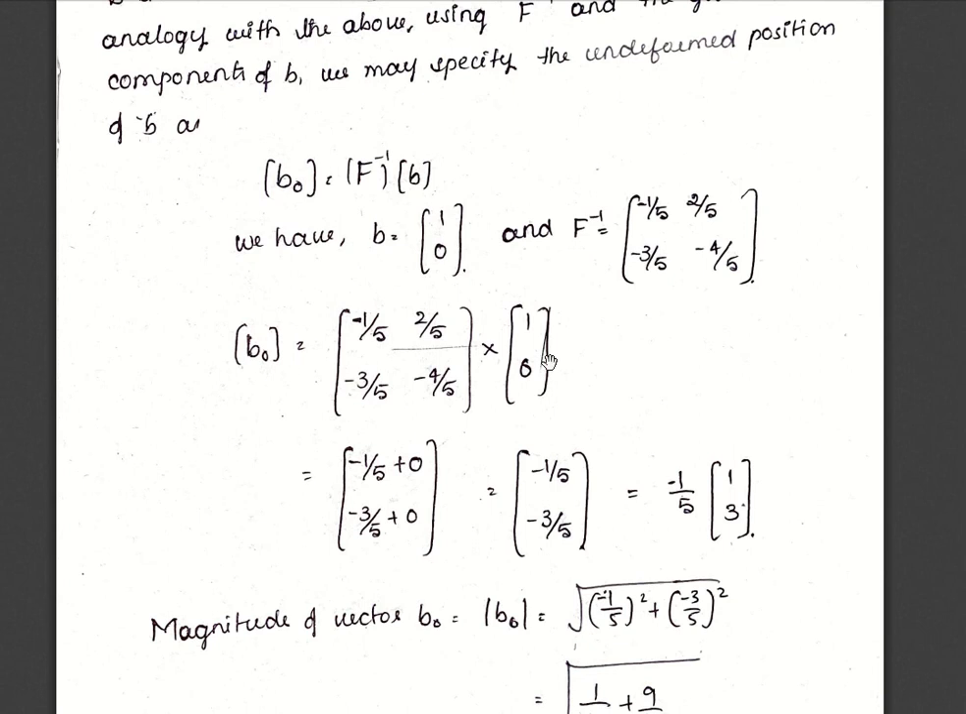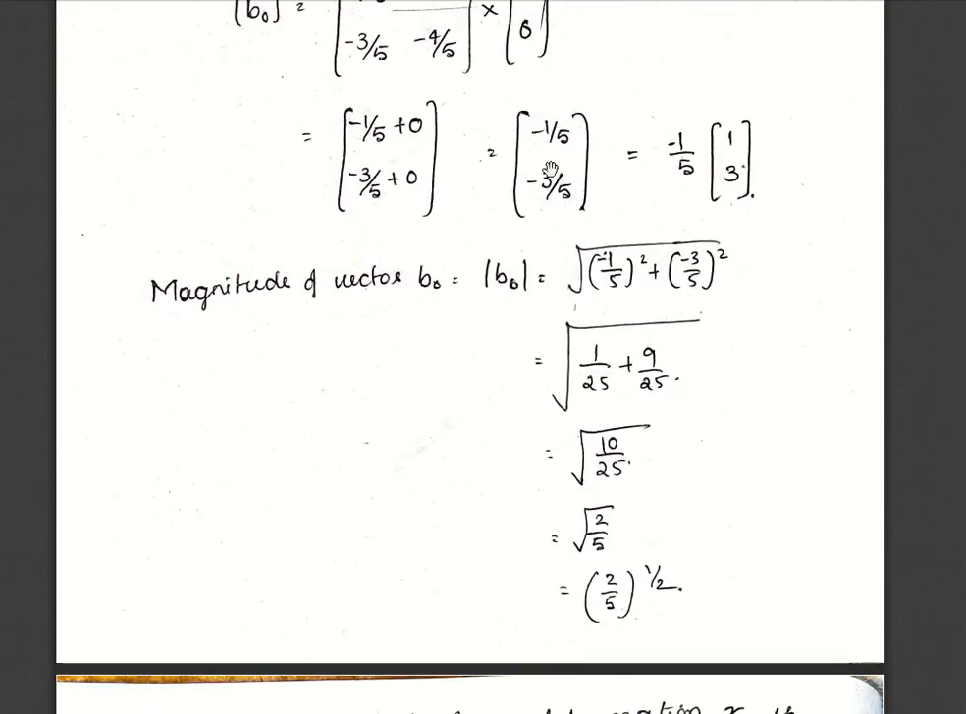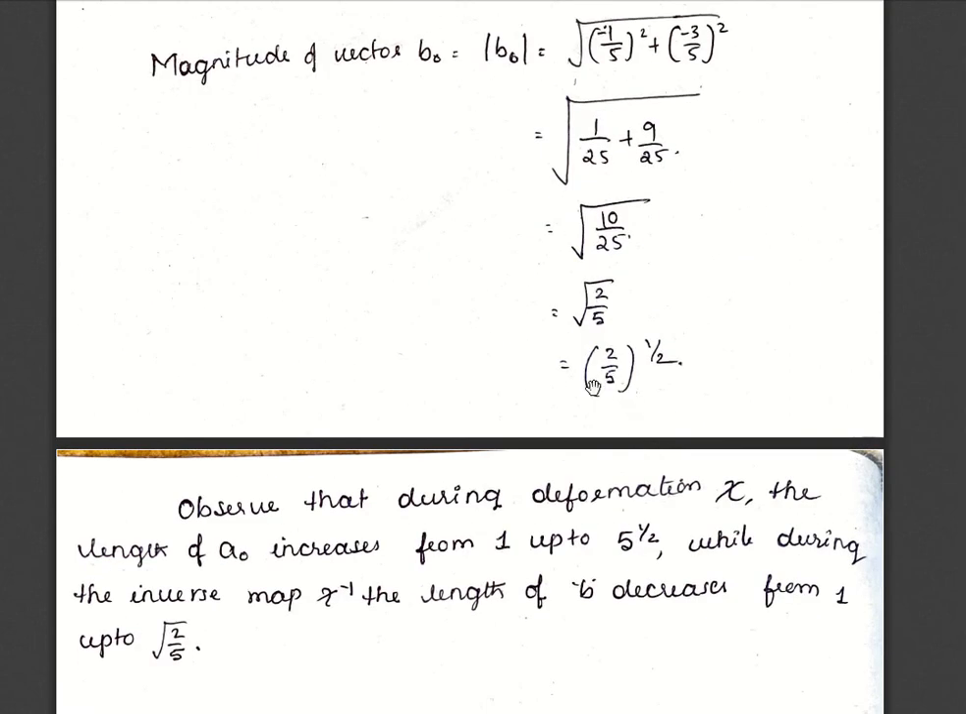Now we can simply apply this multiplication. We get the value of b naught as minus 1 by 5, minus 3 by 5. If we take out minus 1 by 5, we will get this. The magnitude of this vector b naught we can find in this manner, just as we have done for small vector a. So 1 by 5 squared plus 3 by 5 squared, we will get root over 2 by 5.